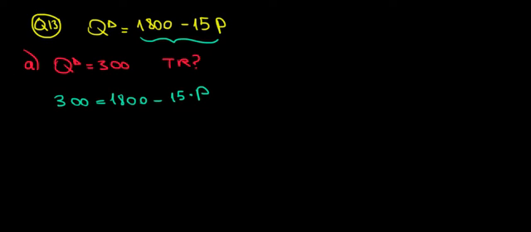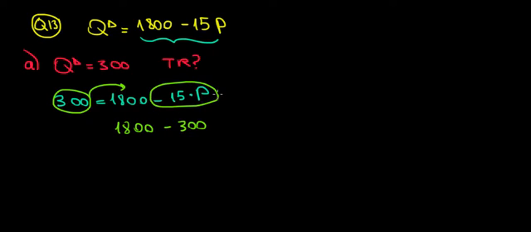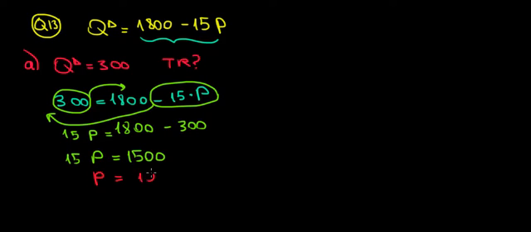Let's play a bit around with the numbers, and let's take all the numbers on one side. So we will have 1800 minus 300, because we're taking this one over there, and then we're taking minus 15 times price over this side. So we would have 15 times price over here. So 15 times price would be equal to 1500, meaning that price would equal 100.